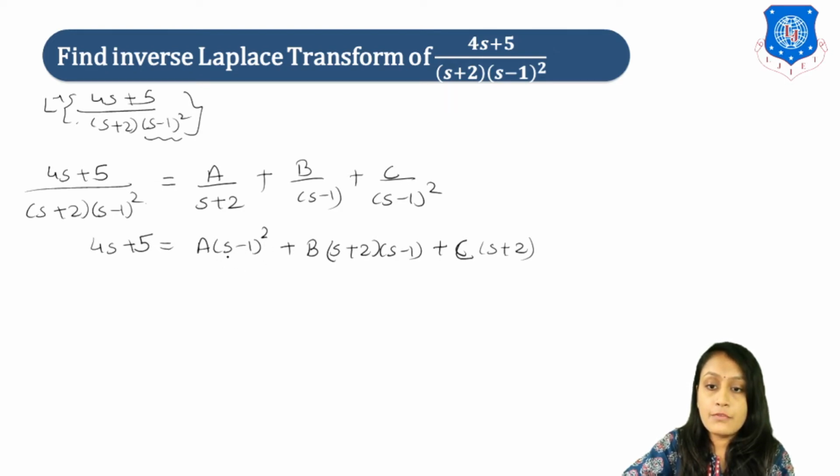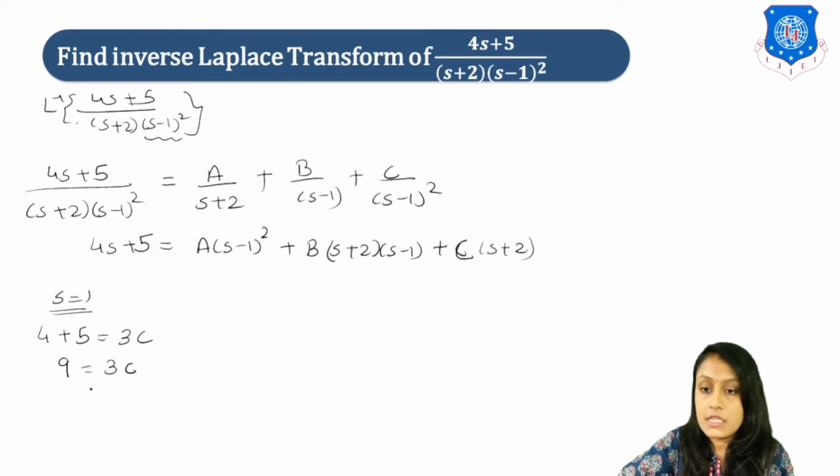Now the factors are zero for s equal to 1 and minus 2. Firstly we will solve for s equal to 1. Substitute s equal to 1 over here: this term is gone, this term is gone. So 4 plus 5 is equal to, these two terms being 0, and here if you substitute 1 we get 3C. So 9 is equal to 3C, so C is 3. Correct, so this is the answer for C.